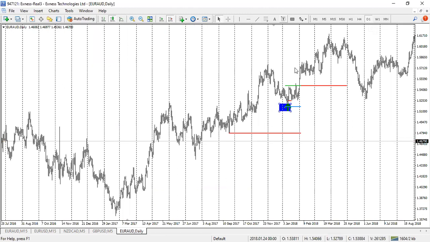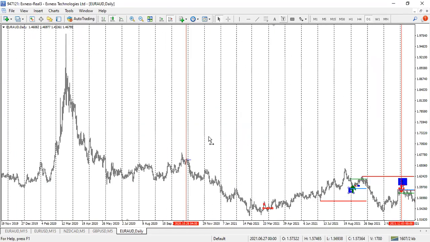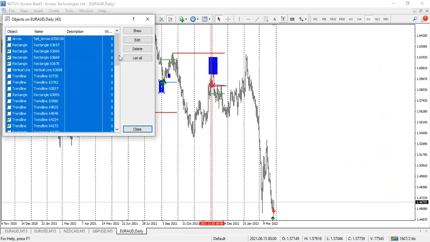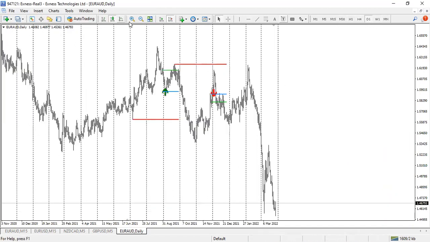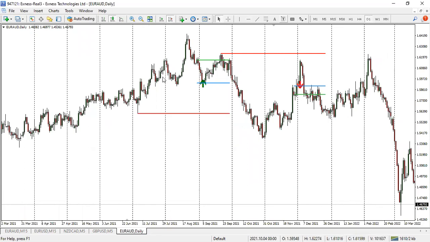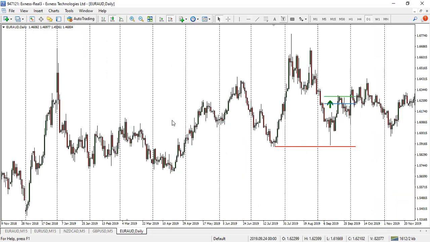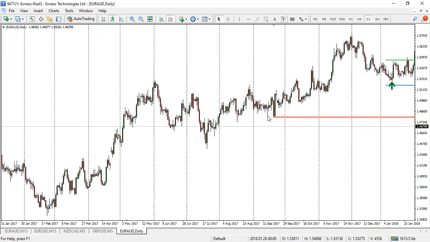So regardless of the type of trader you are, either you're a swing trader, a scalper, a day trader, or a position trader, there is always a signal for you. All right. Let me remove all the objects. There's always a signal for you. You can see a sell and it hit the target, a buy, it hit the target. Another buy, it hit the target. Another buy here, and it also hit the target.